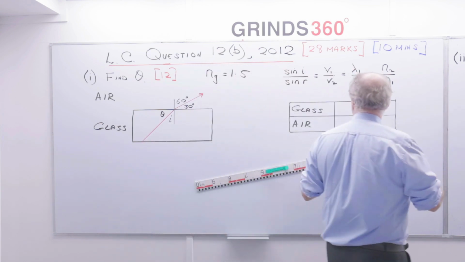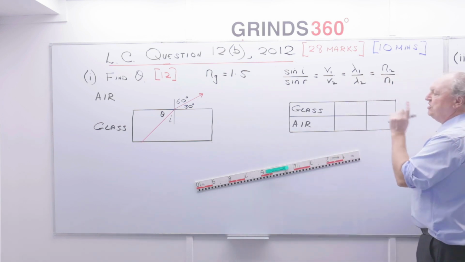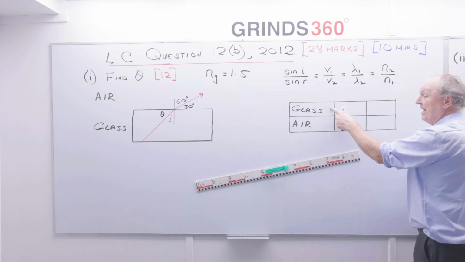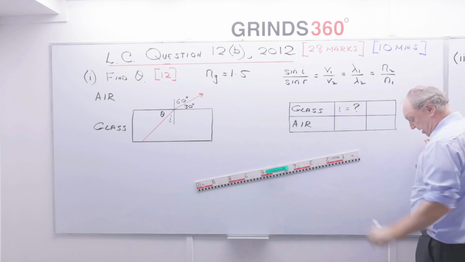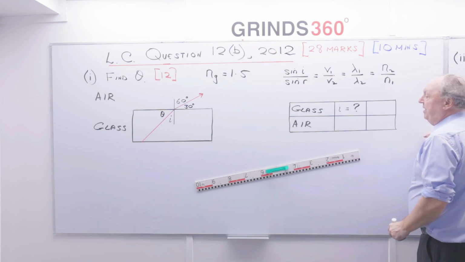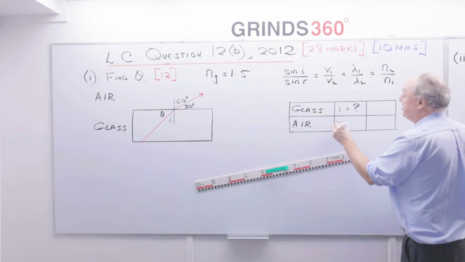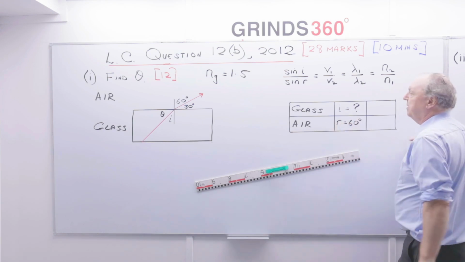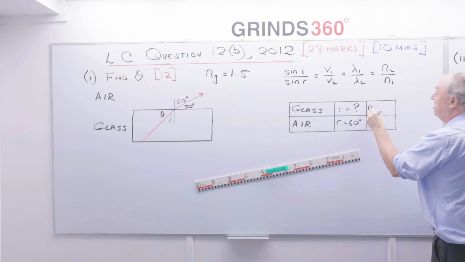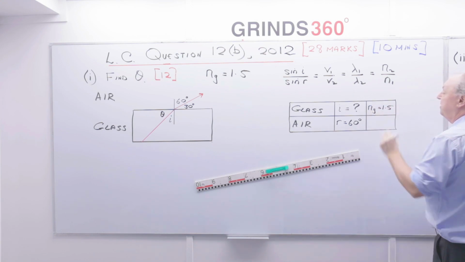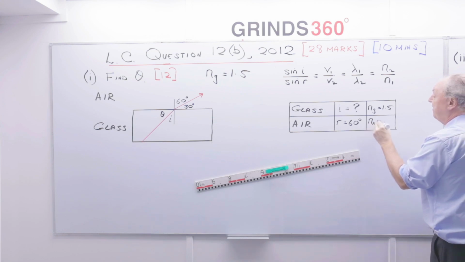So what have I got? Well, I want to find the angle of incidence, which is in the glass. So the light is going from glass to air. So in my table, I put glass first, and then I put air. So I is equal to question mark. The angle of refraction in the air, r, is equal to 60 degrees. They gave me the refractive index of glass to be 1.5. So Ng is equal to 1.5. And the refractive index in air, well, you always know that automatically that's equal to 1.